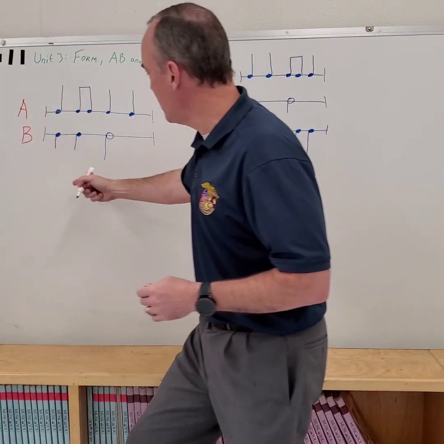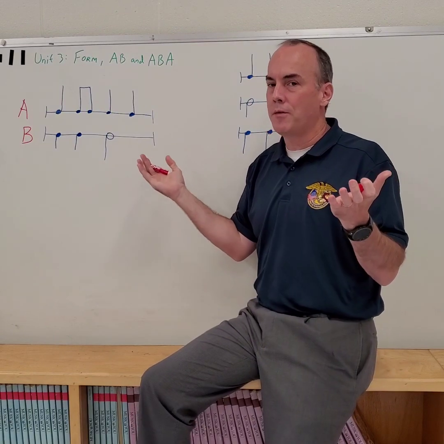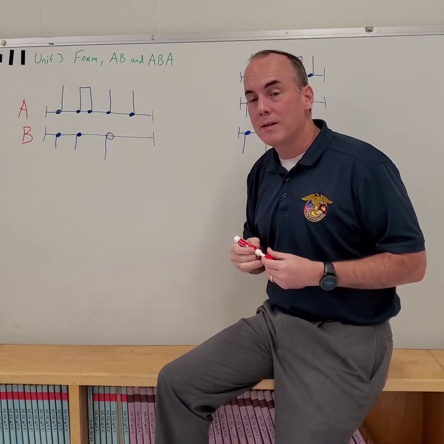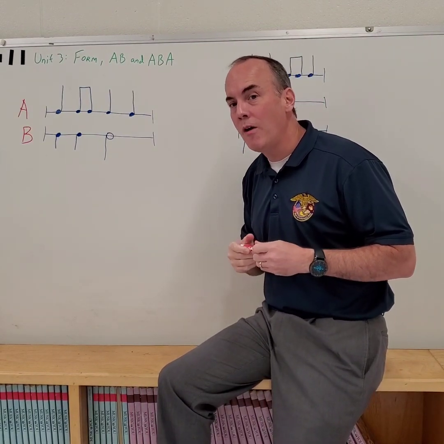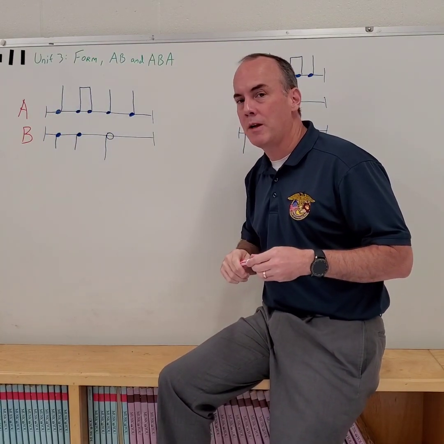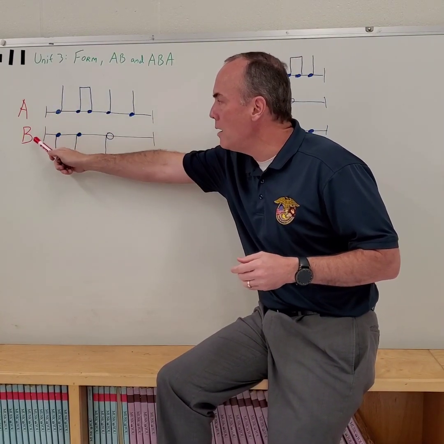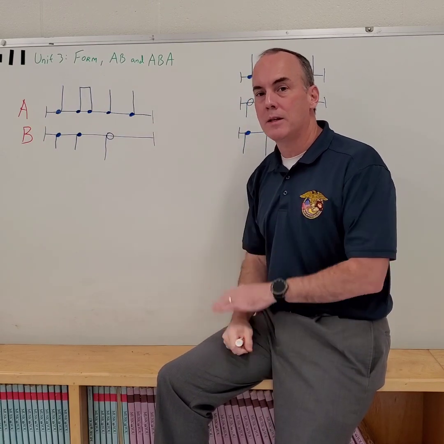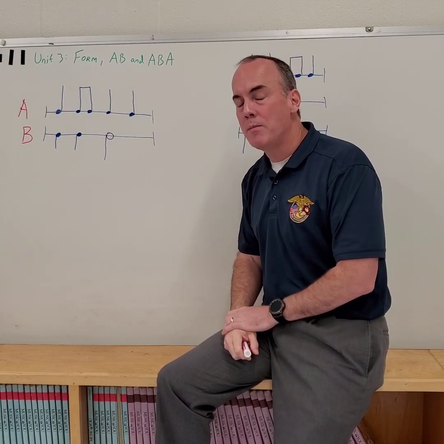All right, now let's take a look at the third line. There is no third line. So guess what? Since there's nothing else left to do, we are done. What is the form of this music right here? It is A, B. That easy. Just like that, we figured out AB.